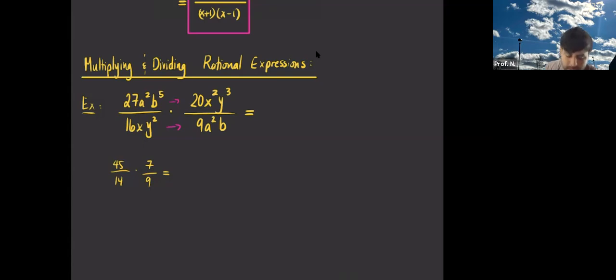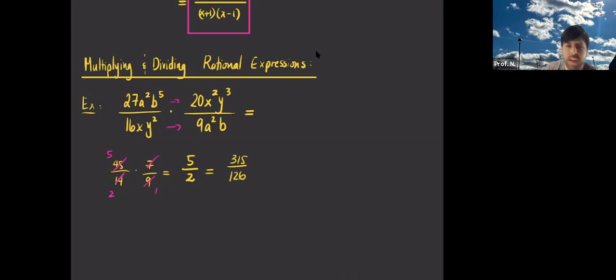Now look at this. I can cancel the 9 with the 45. I get a 5. The 7 and the 14, this becomes a 2. And look how simple my computation becomes. It's 5 halves. If you did it the other way, what would you have gotten? 45 multiplied by 7 is 315. That's if you did 45 times 7. And if you did 14 times 9, you get 126.